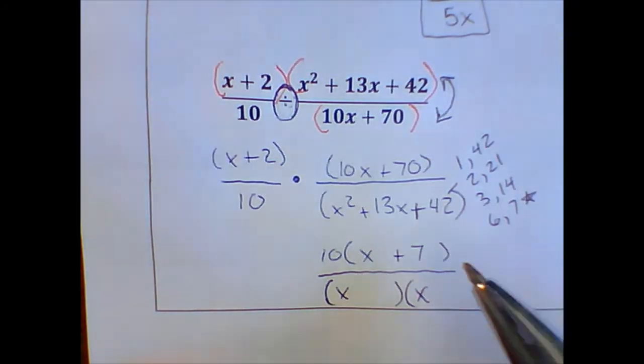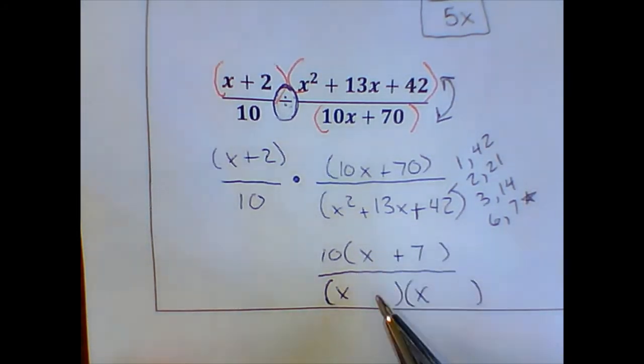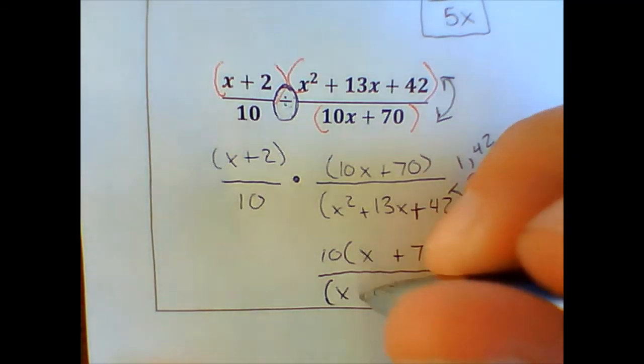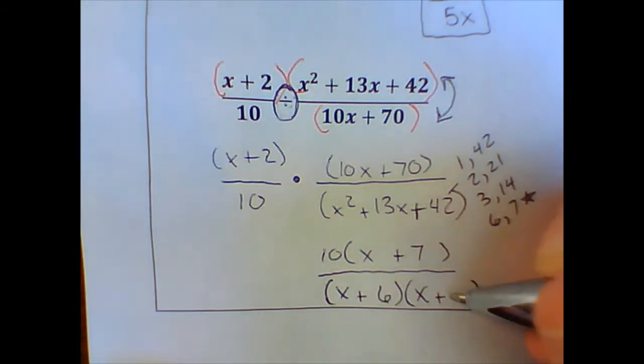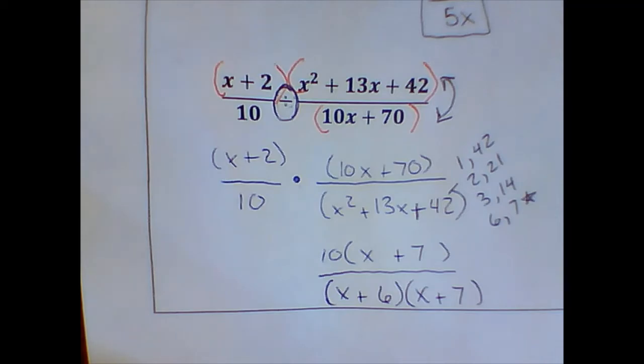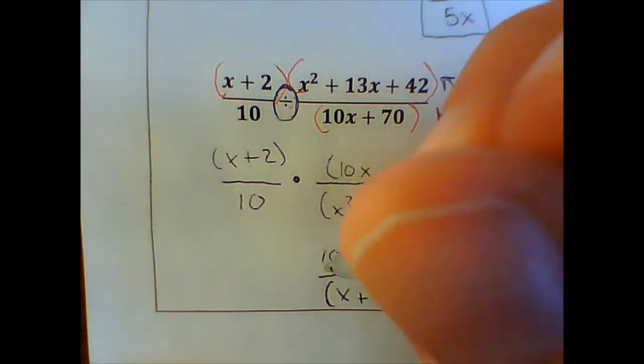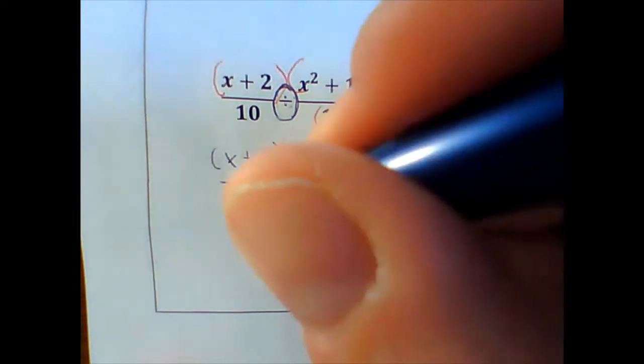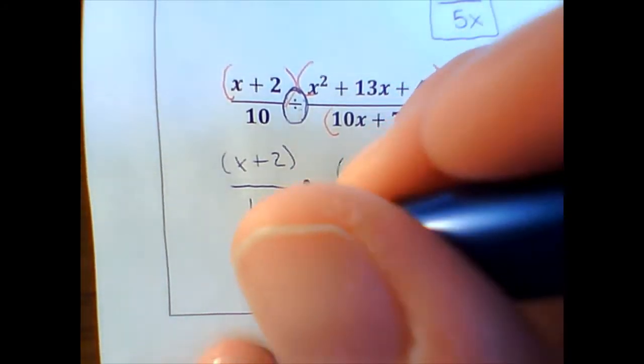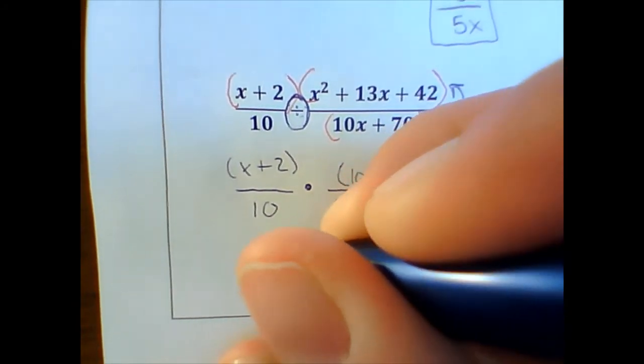6 and 7 add to 13. Everybody here is positive. That means everybody in the end result will also be positive. So plus 6, plus 7. That doesn't have to be in any particular order, especially since we're about to lose some of it. Okay, and I'm just going to recopy that front fraction down.